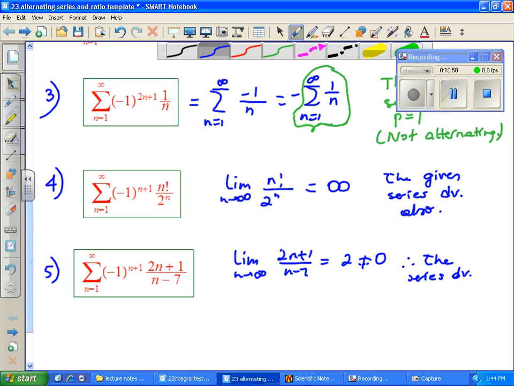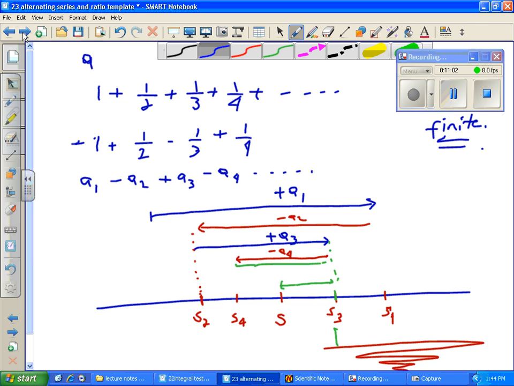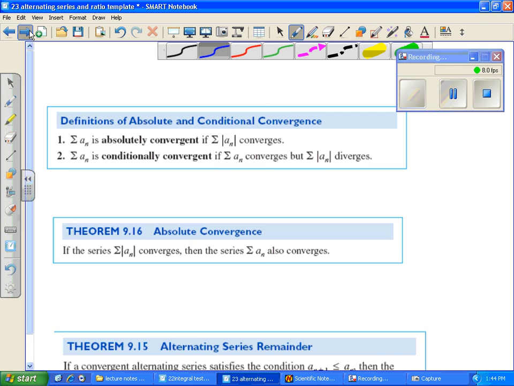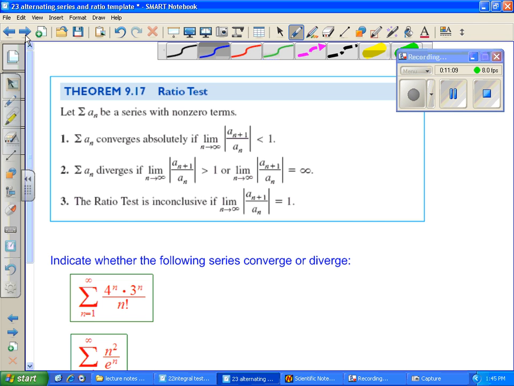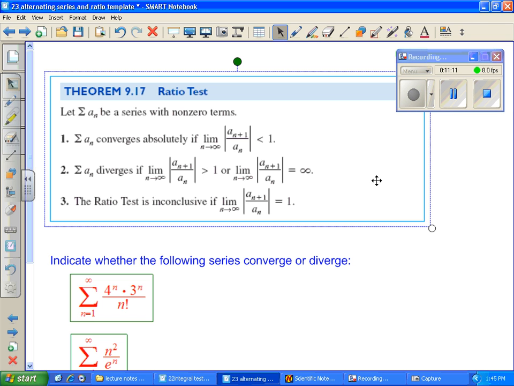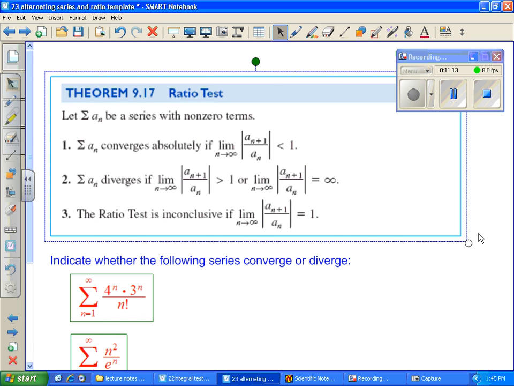Okay, so now let's take a look at another test. I'm going to come back to these later. Another test is the ratio test. Also from your handout, you have a handout that summarizes all the different tests, right? This is on the second page of that handout.